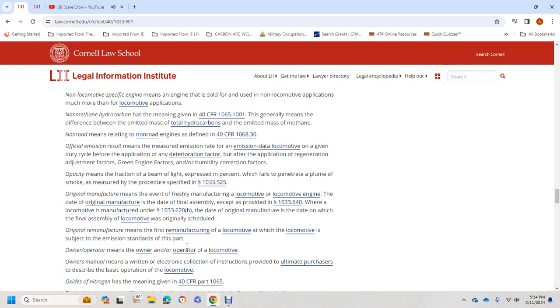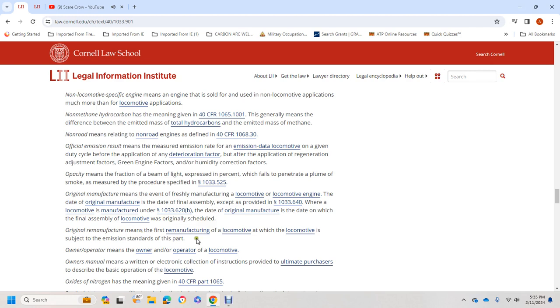Original manufacturer means the manufacturer of the freshly manufactured locomotive or locomotive engine. Original manufacture date is the date of final assembly acceptance as provided in 1033.640. Where a locomotive is manufactured under 1033.640(b), the date of original manufacture is the date on which final assembly of the locomotive was originally scheduled.